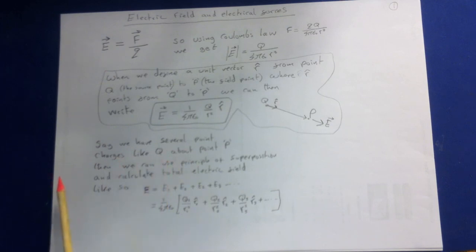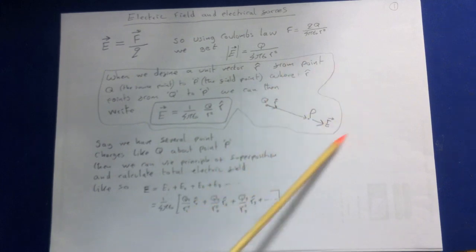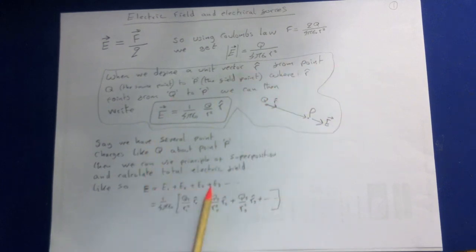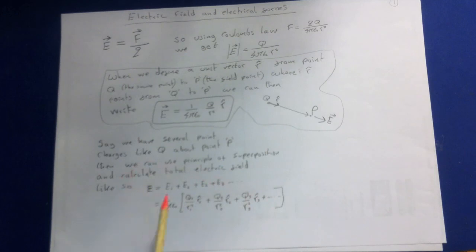From the principle of superposition, it follows that the total electric field at P is the vector sum of the fields E1, E2, and so on. If we've got a point P and lots of charges all the way around it, it's just the sum of all of these. So you can see that's a basic principle of superposition.